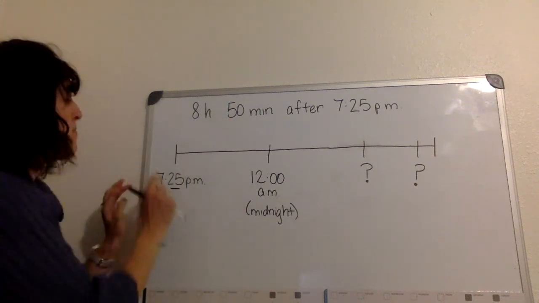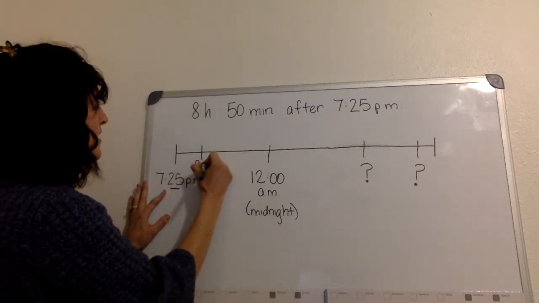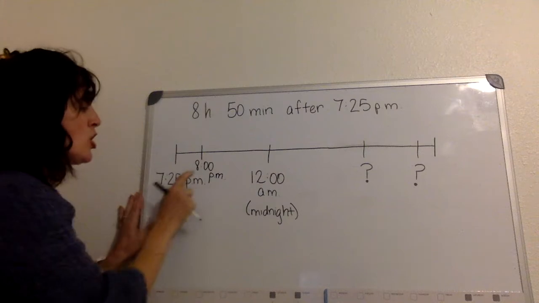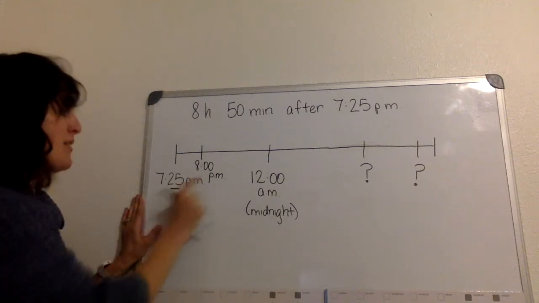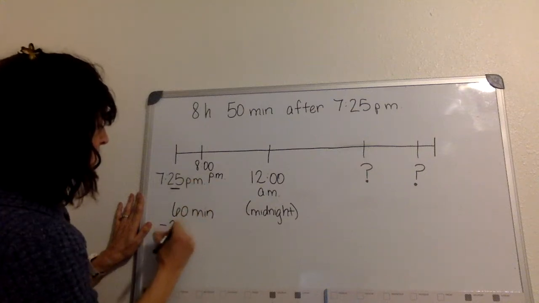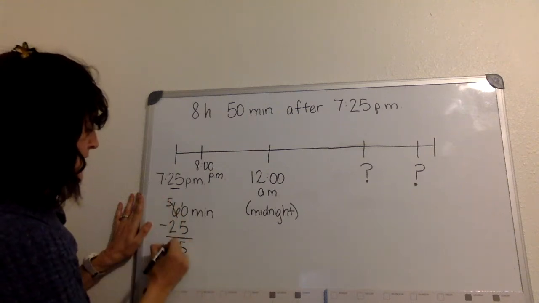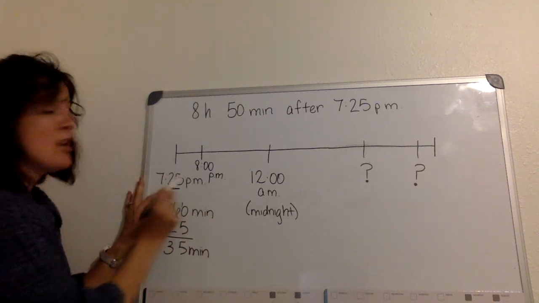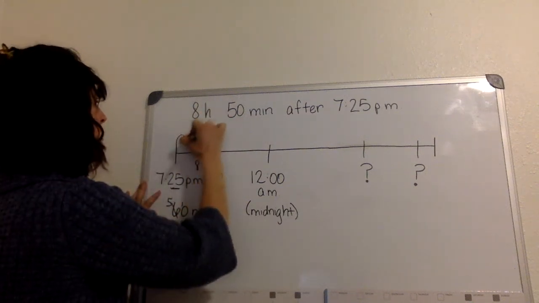Well, how many minutes does it take to get to my next on the clock hour? All right, so my next closest hour is 8 o'clock p.m. How many minutes from 7:25 to 8 o'clock? Once again, I'll do my 60 minutes minus 25. Borrow. 10 minus 5, 5 minus 2. So it's going to take me 35 minutes to get from 7:25 to my next closest hour. Okay, so 35 minutes.